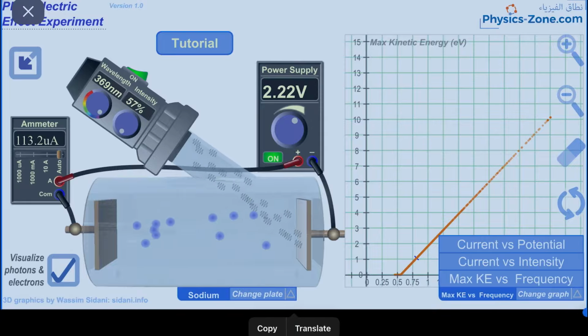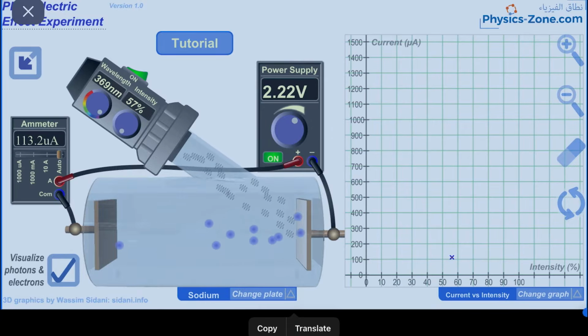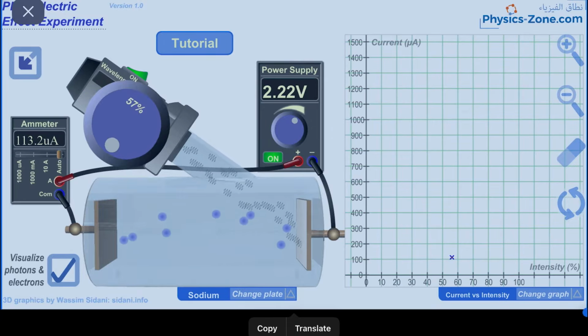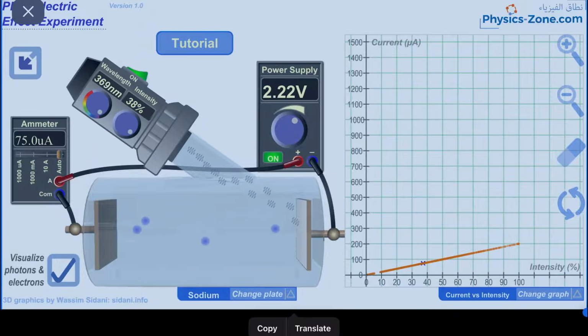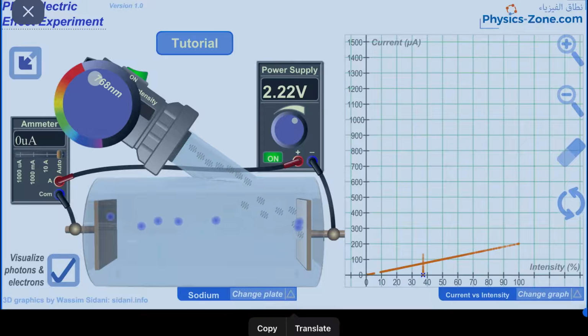Let's look at the graph of the current versus intensity. So now I'm changing the intensity. Let's look at the current versus intensity. Do you see the graph? It's a direct proportionality graph, increasing the intensity, increasing the current, but the kinetic energy is going to be what? The same. But let's look at the graph of the intensity and the current when I increase the energy. Do you see?